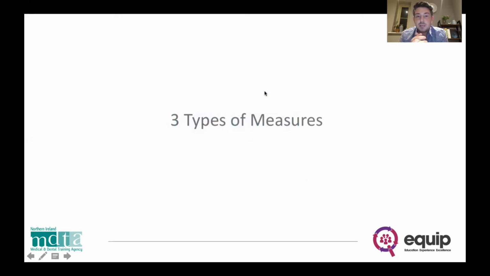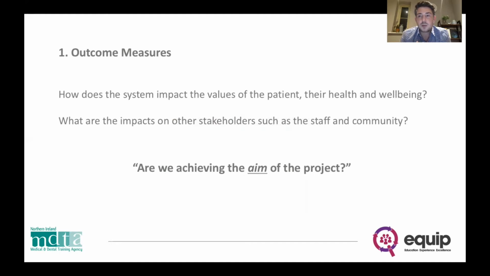So there are 3 types of measures that we need to think about throughout our QI projects. The first of which is an outcome measure. And this is basically, how does the system impact the values of the patient, their health and well-being, and what are the impacts on other stakeholders such as the staff and community? The big question here is, are we achieving the overall aim of the project?